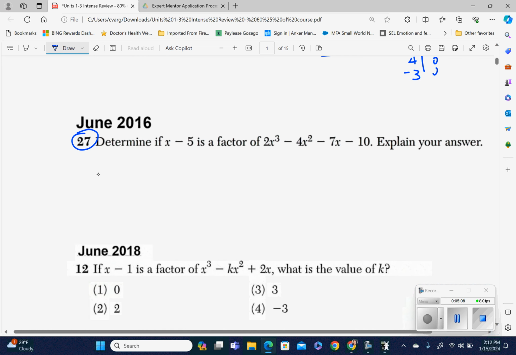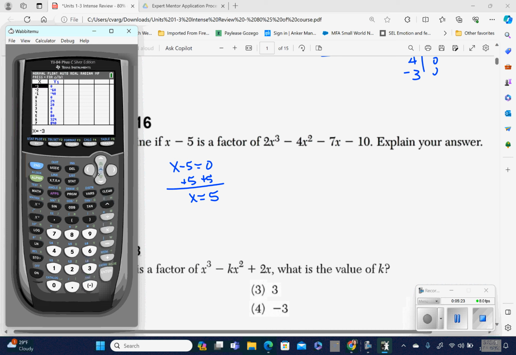Here's a simple way to do this, right? Determine if x minus 5 is a factor. This is called remainder theorem. So what you do is take our x minus 5, set it equal to 0. What is x equal to? X is equal to 5. So I'm going to take 5 and store it in for my x. Okay, so 5, store x, hit enter, and then I'm going to plug in my expression. And if when I hit enter here, I get 0, then the answer is yes, it is a factor. If I don't get 0, I get any other number, then no, it is not a factor.